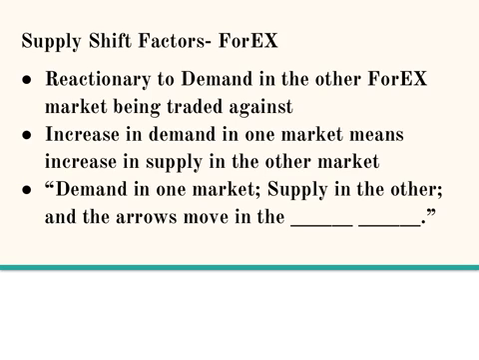Now, we usually say that supply shift factors are reactionary to demand in the foreign exchange market. And the reason is that an increase in demand for yen, just like we've been stating, means that there's going to be an increase in supply in the US dollar or the other market. And the reason is that when you go to exchange currencies, you're supplying the market with more dollars in order to buy the yen as we demand more yen. So now there's more supply of dollars available in the market. So demand in one market, supply in the other, and the arrows move in the same direction.